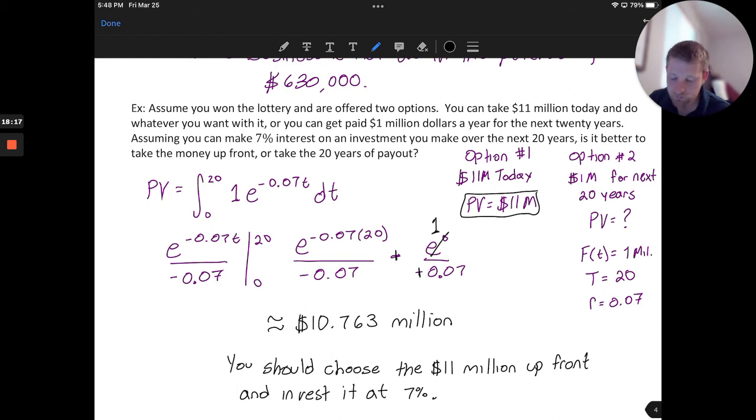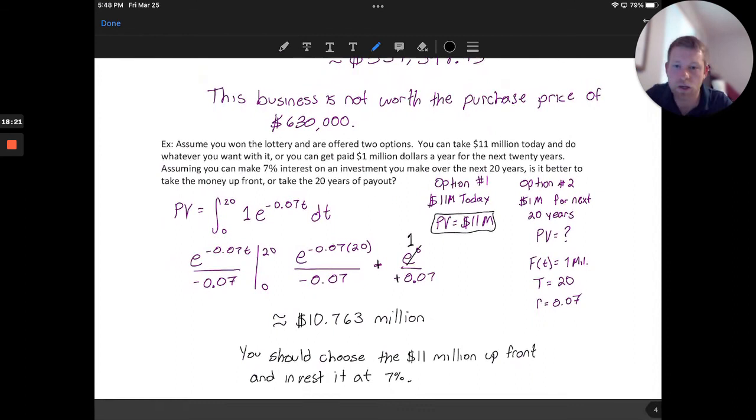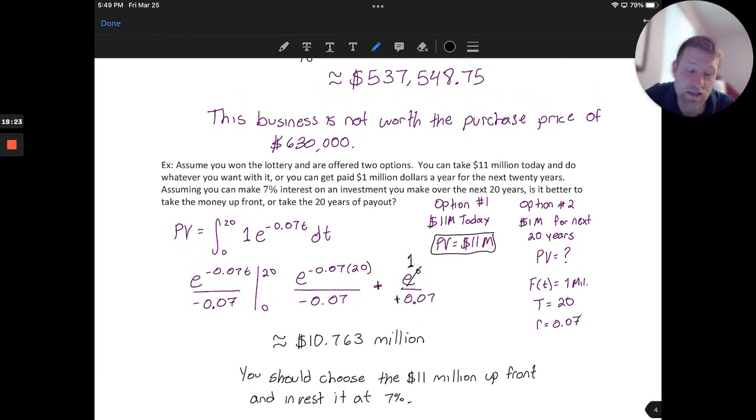So again, if we change some of the components in this question, the answer might be different. It's not always going to be choose the lump sum. It's all based on the relationship between the interest that we get and how long we get those installment payments. So in this case, we would say choose the lump sum.